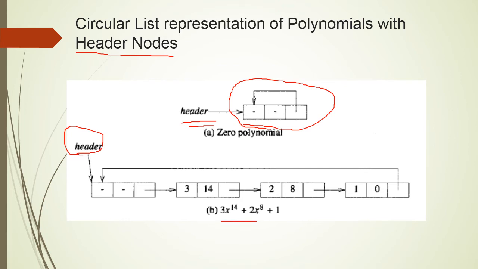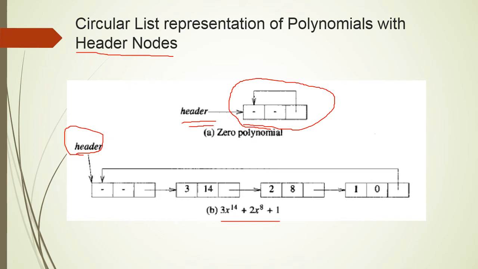So this polynomial we have considered here: 3 into x to the power of 14, 3 is a coefficient, 14 is an exponent, and 2 into x to the power of 8 plus 1 into x to the power of 0. And in the previous case we stored the first node address in the link field of the last node. Here the header node is the first node, so the link field of the last node holds the address of the header node. So here the variable header is a pointer variable pointing to the header node in the list.